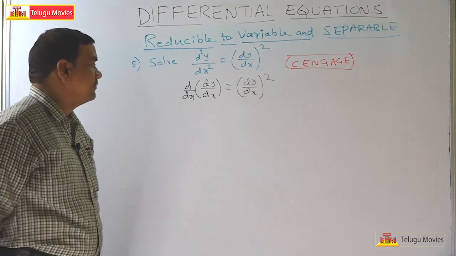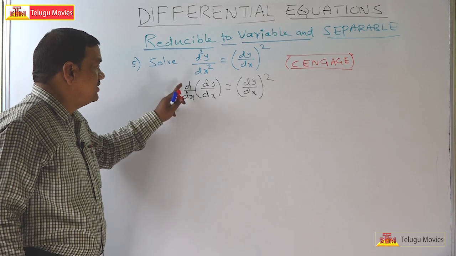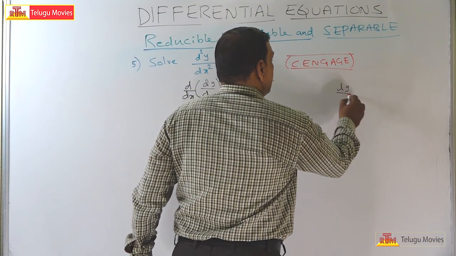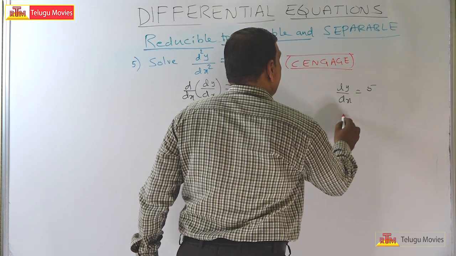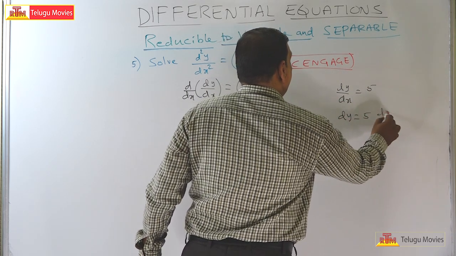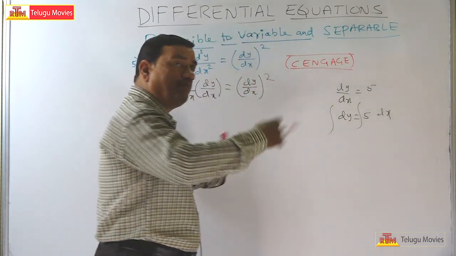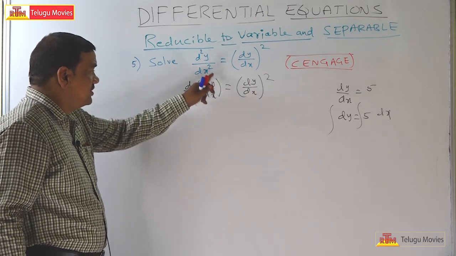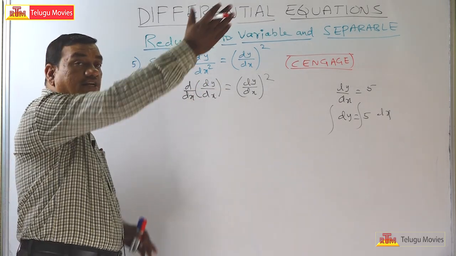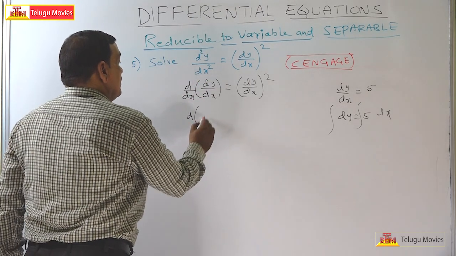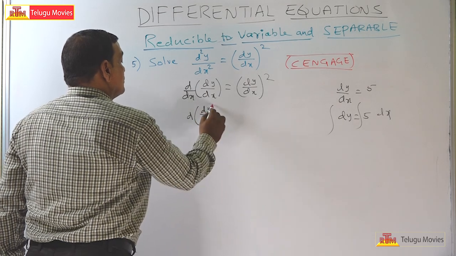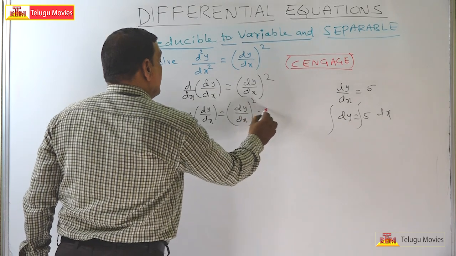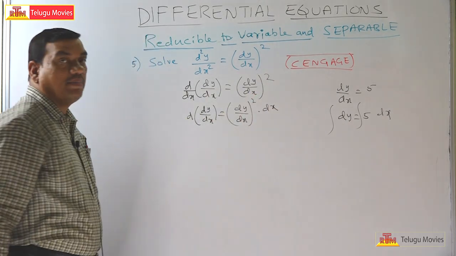Now what I am going to do: if dy/dx is equal to 5, then dy is equal to 5 into dx. We are separating dy and dx separately. Here also this is d of something over dx, so take dx to that side. So d of dy/dx is equal to (dy/dx) whole squared into dx, separated.